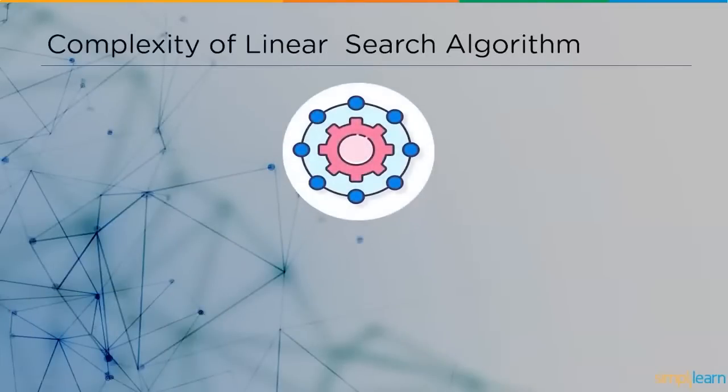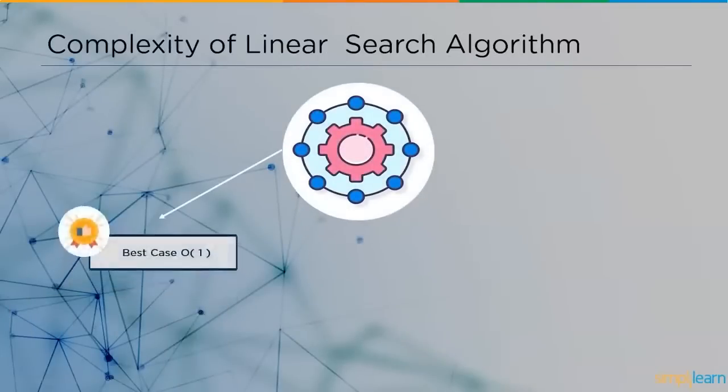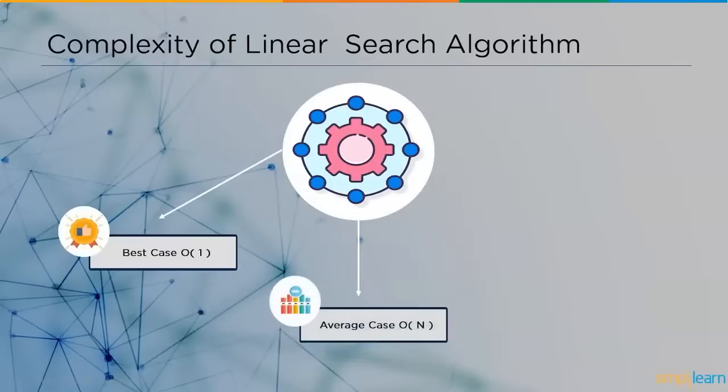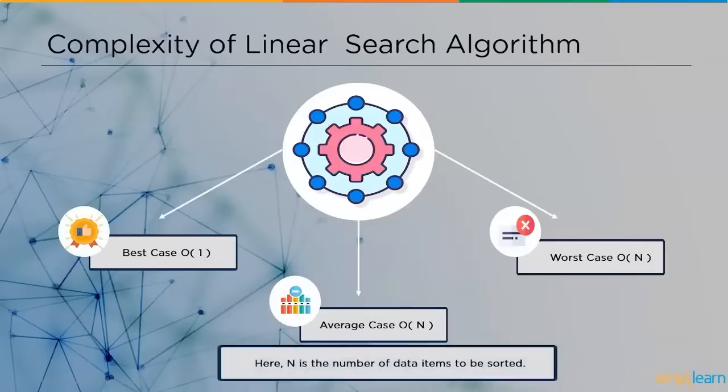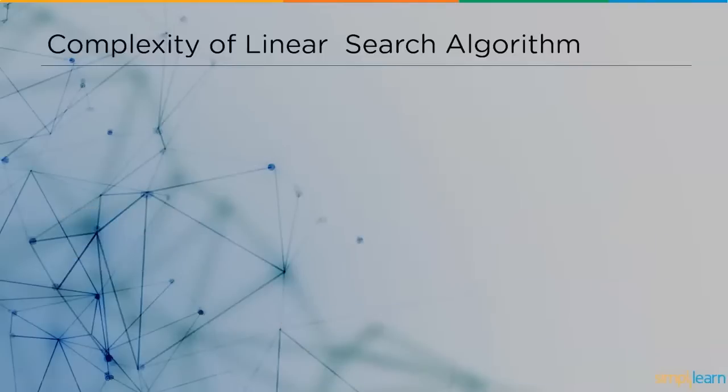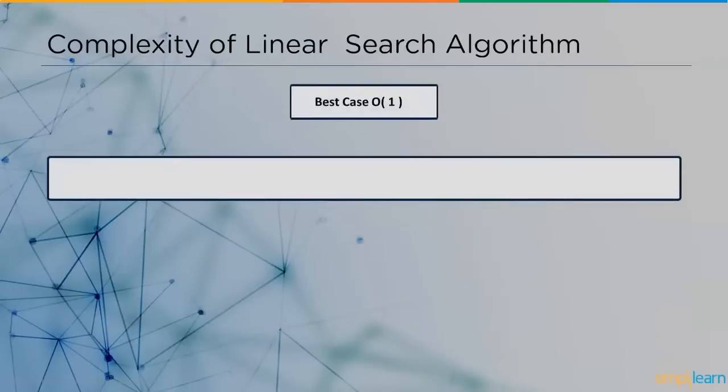The complexity of linear search algorithm is divided into three categories: the best case, which is the big O of 1, the average case, which is the big O of capital N, and the worst case scenario, which is same as the average case, which is the big O of N. Here, N is the number of data items to be sorted. Let us look into how all these complexities of linear search algorithm play out in detail.